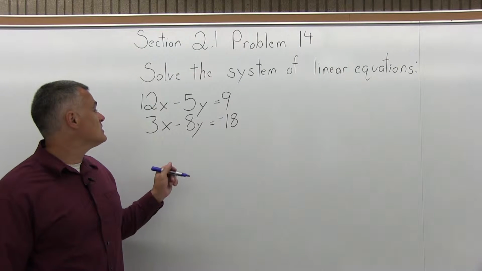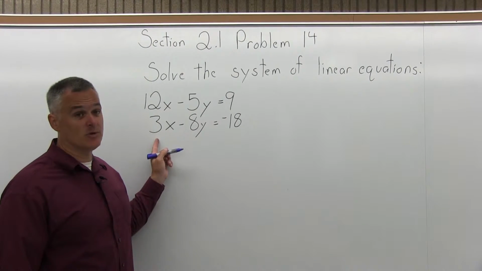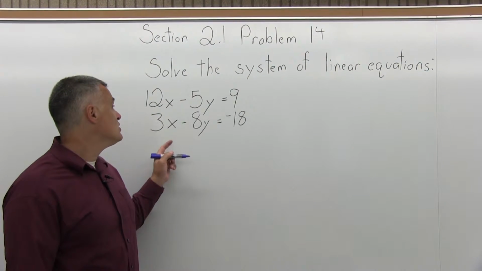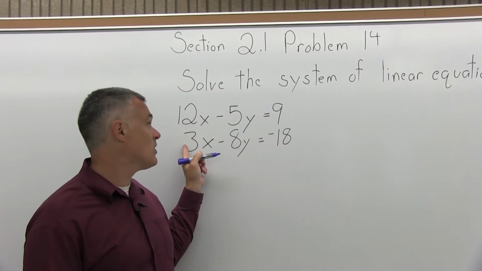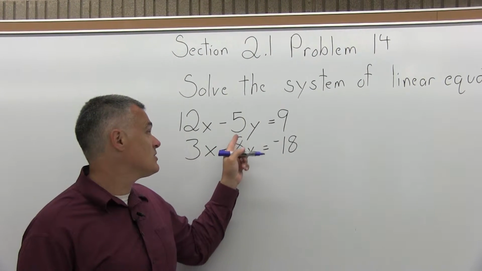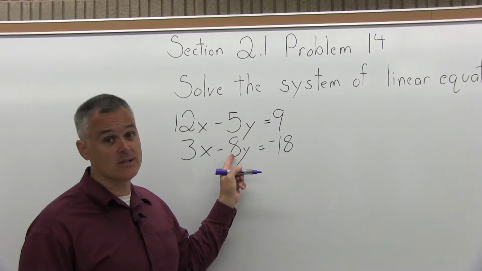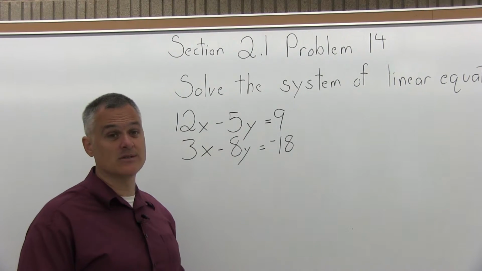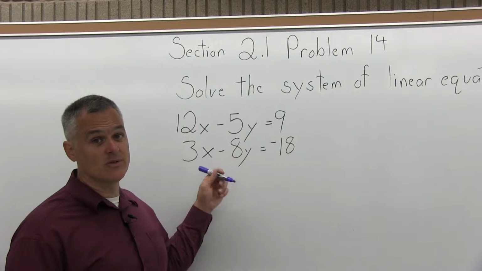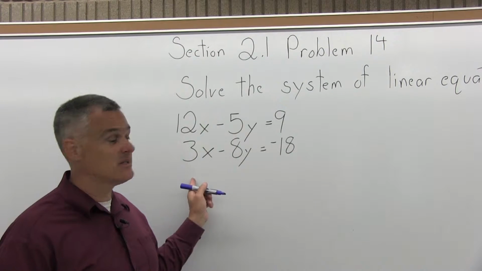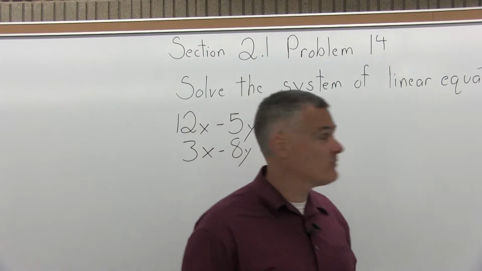So what we need to do is make one of the variables have the same number in front but with opposite signs. So our options are 12x and negative 12x. That would work. Or if we want to cancel the y's, we could do negative 40y and positive 40y. Again, we should get the same answer either way. The x's seem like they'd be a little bit easier, so for that reason I'll cancel the x's, but you should be able to do either one.